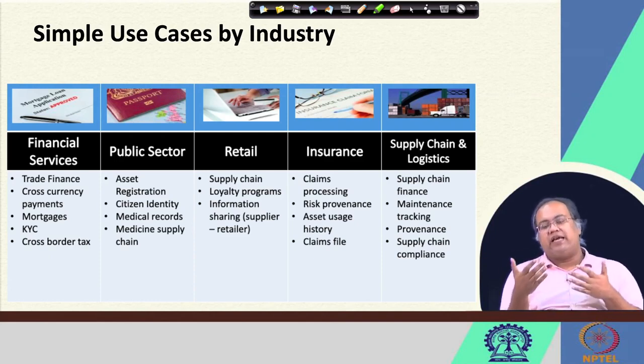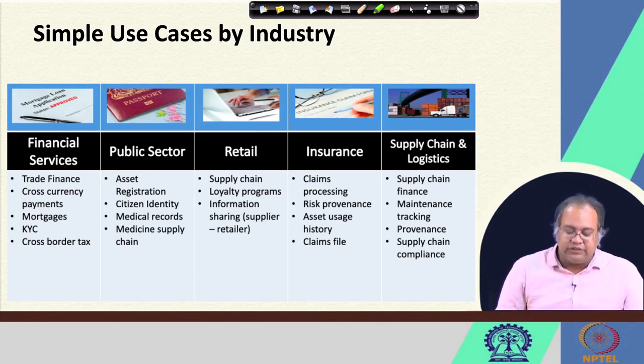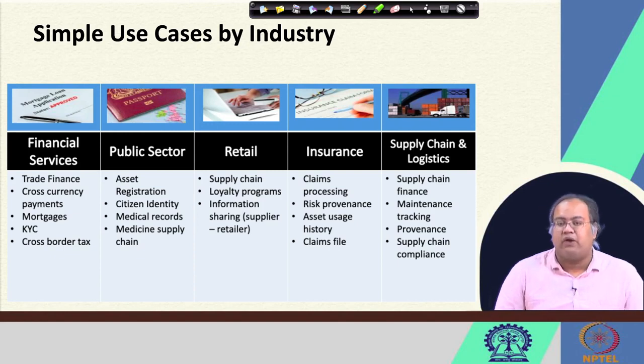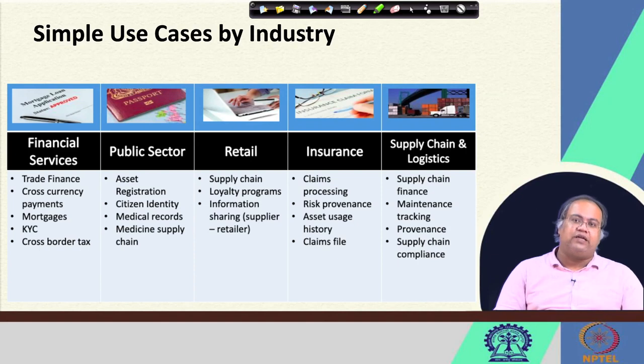For such kind of applications, you can utilize blockchain, and blockchain is potentially the more prominent use case. Then in the insurance domain, like claim processing, risk provenance, asset usage history, claims file, all these things can be automated with the help of blockchain. As I mentioned, there are different startups who have explored blockchain for developing such kind of architecture, such kind of solutions.